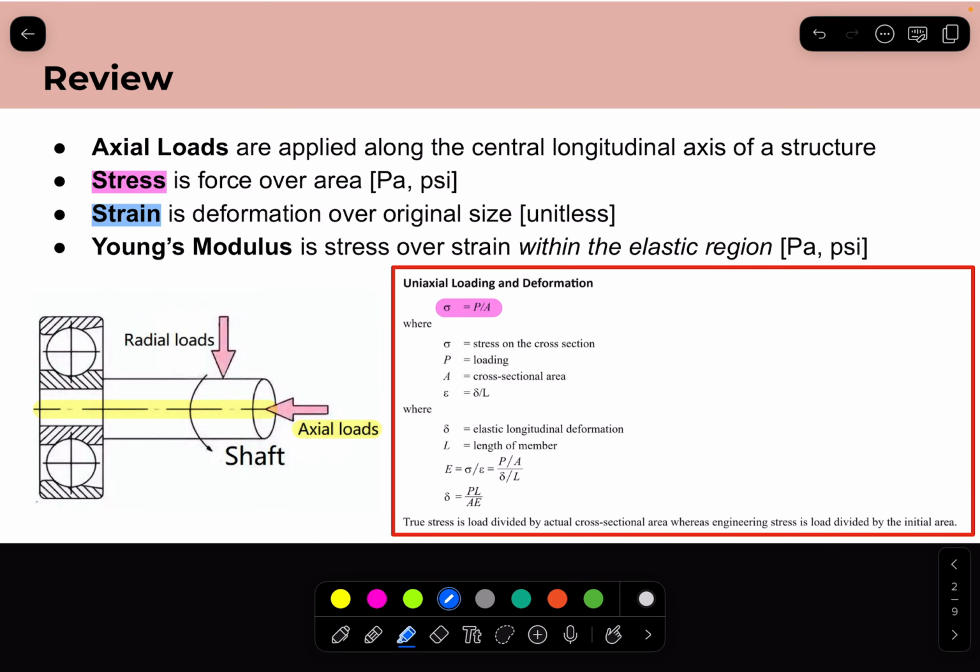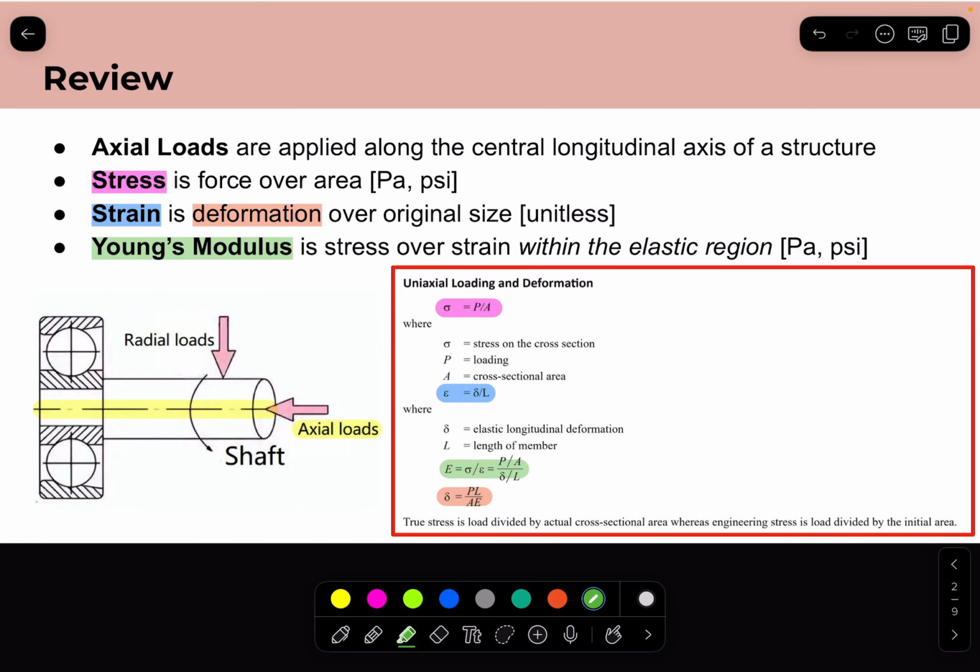Strain is defined as deformation over the original unit size, which is right here. And the formula for deformation is also laid out here. Strain is unique as it's a unitless variable. And then finally, Young's modulus is defined as stress over strain within the elastic region and has units of pascals or psi. This is shown here.